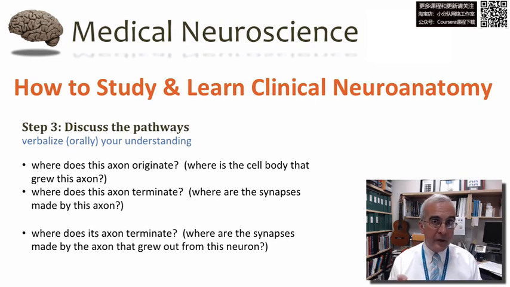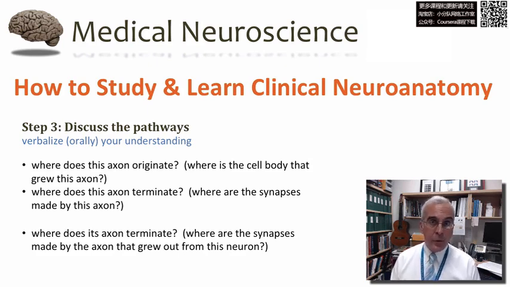So one could identify a cell. Let's say it's a dorsal root ganglion cell, or perhaps a cell in, let's say, the thalamus, and you might ask, where are the axons terminating that grew out from these cells? Now, in all of these kinds of questions, when you're talking about the anatomy of pathways, it's so important to understand decussation. That is, where is there a midline crossing?